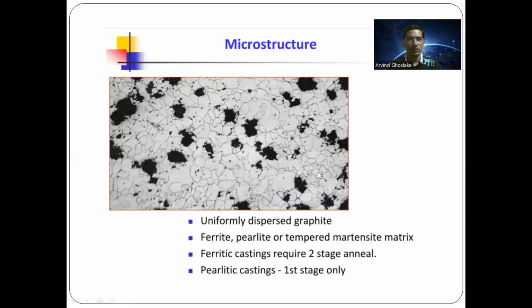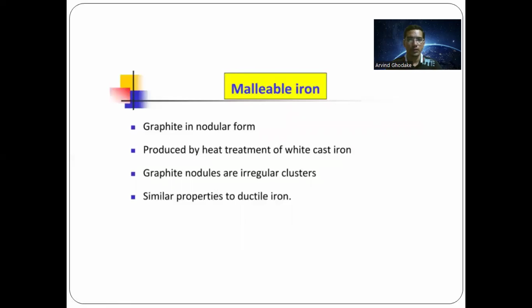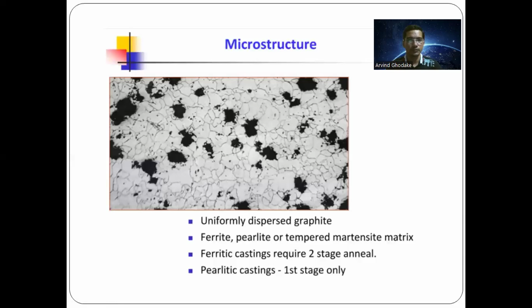This is the microstructure of malleable cast iron. So here there will be uniformly dispersed graphite. The black spots are the graphite. Then a ferrite, pearlite, and tempered martensite matrix is also there. So this polygonal equiaxed structure is ferrite. Some amount of pearlite and martensite is also there.